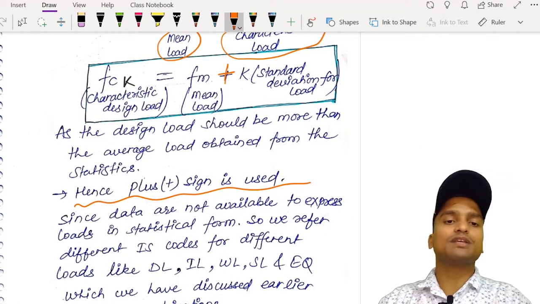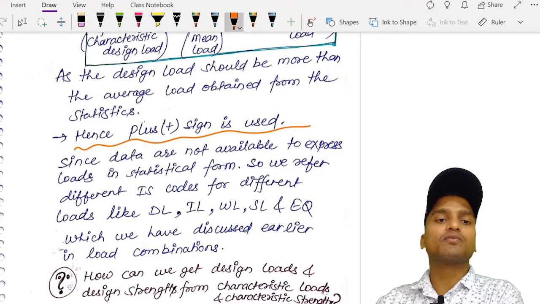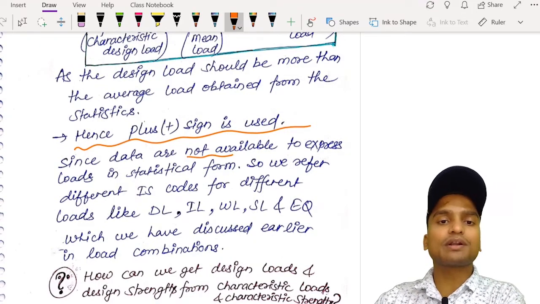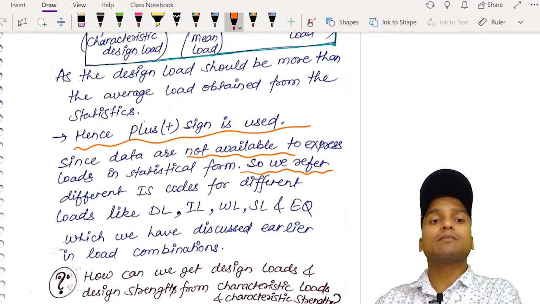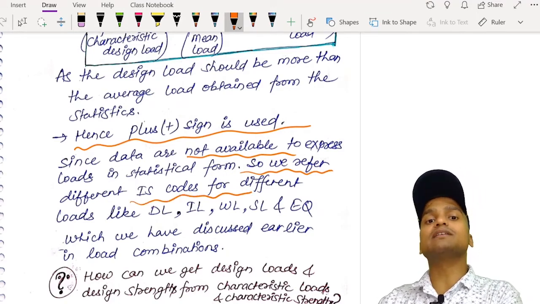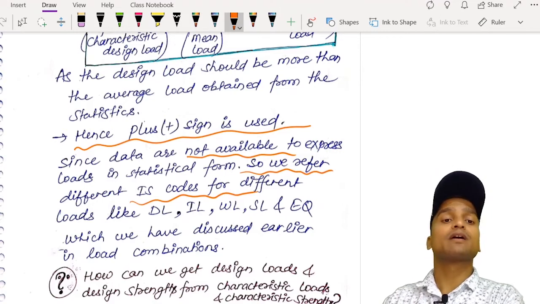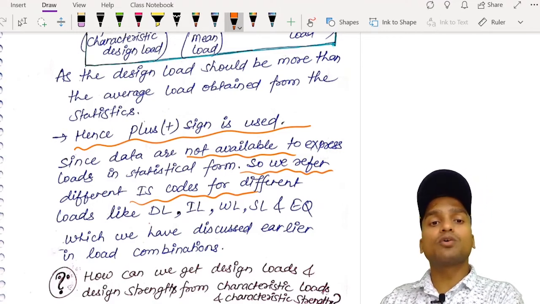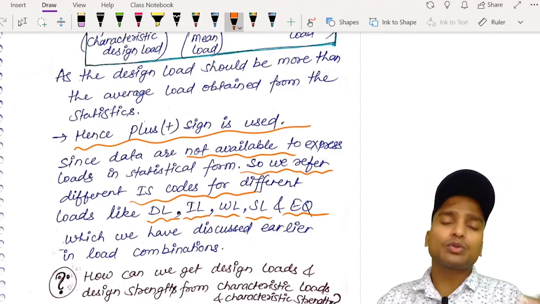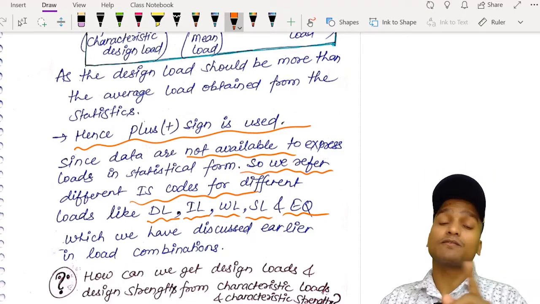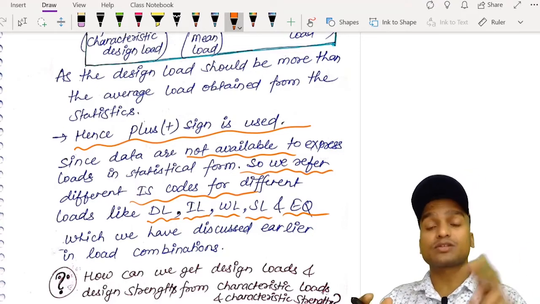But don't worry, most of the time statistical data for the loads is not available. So that's why I have told you that we refer to different IS codes 875 part 1, 2, 3, 4, 5 for calculating different loads. So for calculating characteristic load, we are not going to use this curve, but of course we use this curve for calculating the characteristic strength.